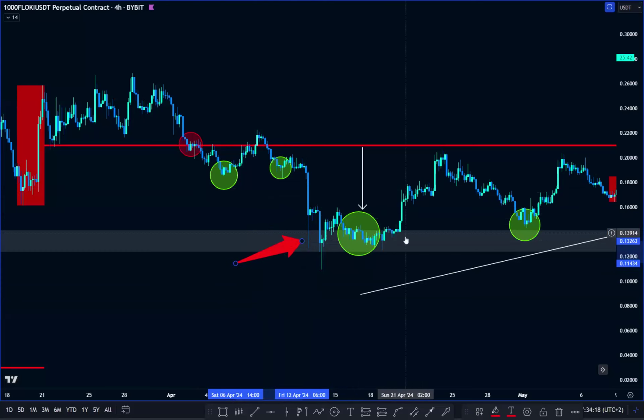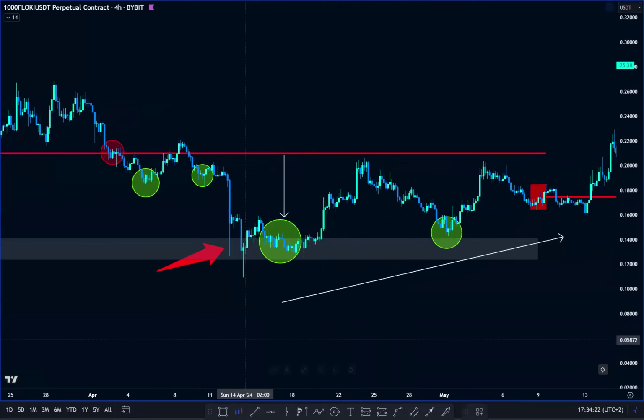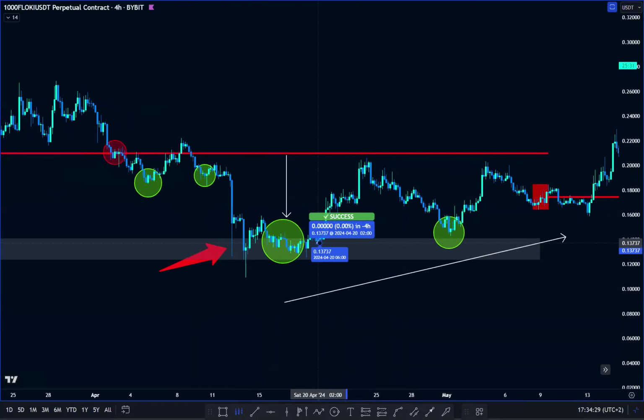If you had accumulated in this region over here, then look at the profits you would have made, because this is how price works. It doesn't travel in straight lines. We get a massive wave down, massive wave up. So if we had gotten in over here, that was a 50% move.